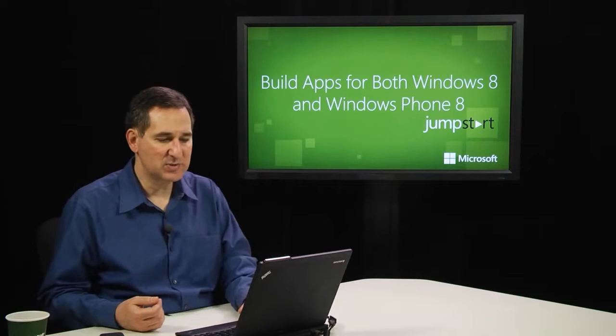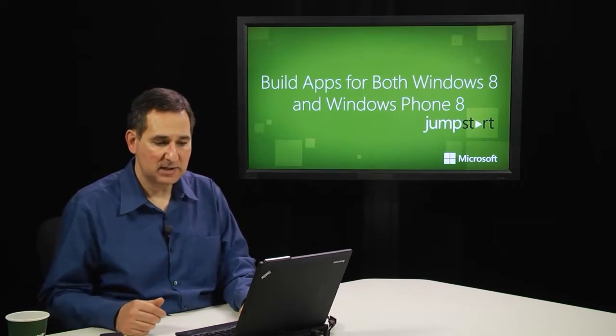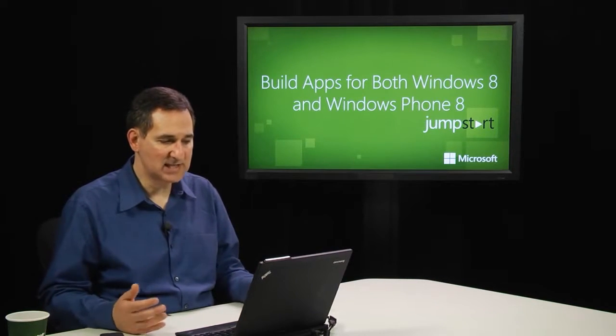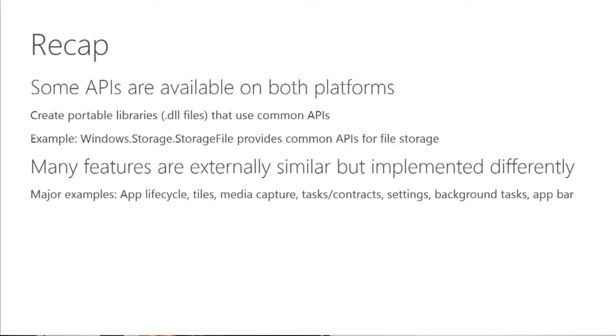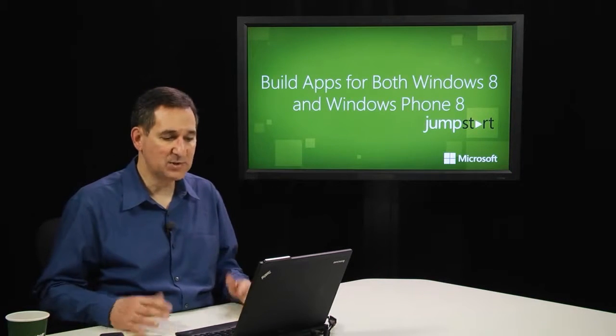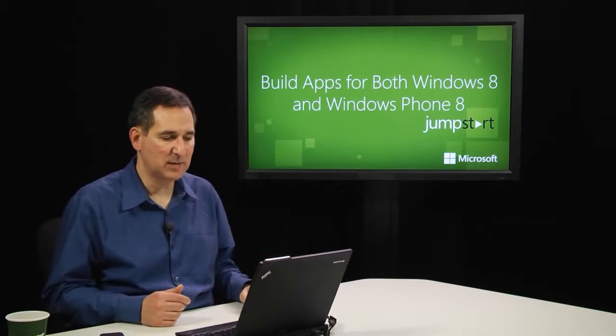But there are other areas where you can take advantage of similarities in the platform so that you can reuse code. In particular, you can use things like portable class libraries, and in areas such as, for instance, the data model, which we talked about earlier, when you're using the Windows Storage API or storage file in the Windows Storage namespace for file storage. That is the same between Windows Phone 8 and Windows 8. And so you can reuse that by using things like portable class libraries.